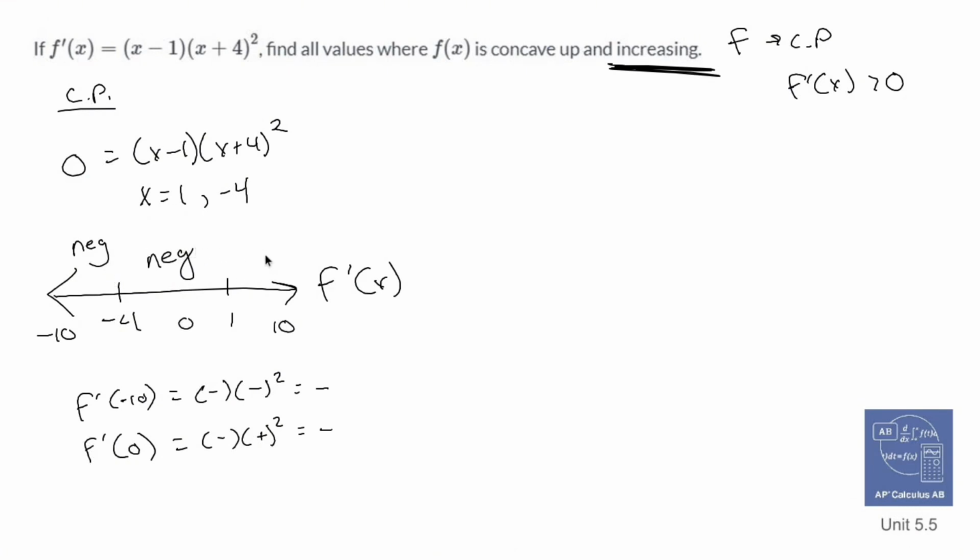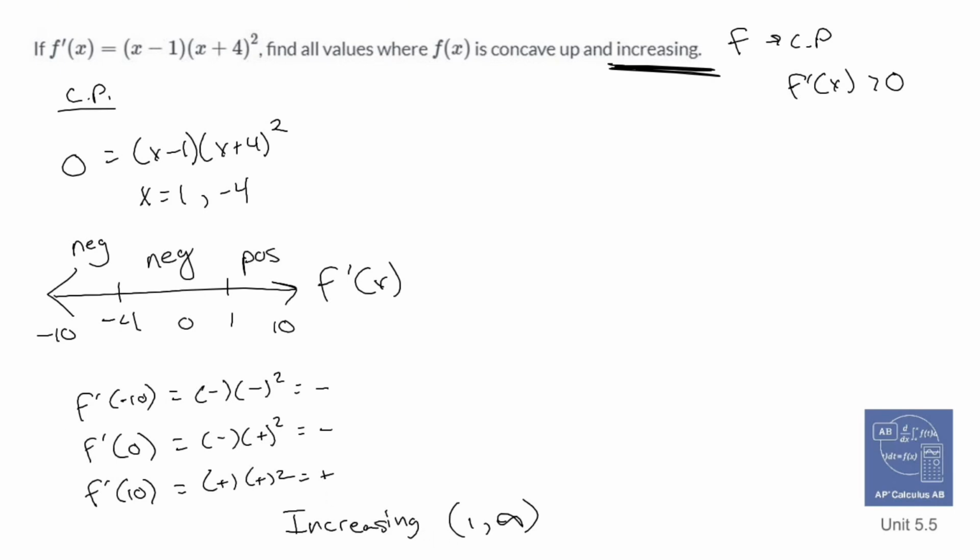But that's not what I'm supposed to do. I'm supposed to find out where this is increasing. So let's plug in 10, and that's going to be 10 minus 1, which is positive, 10 plus 4, which is positive, squared is positive, so positives all around. So you are finally increasing. So this is increasing on the interval 1 to infinity.